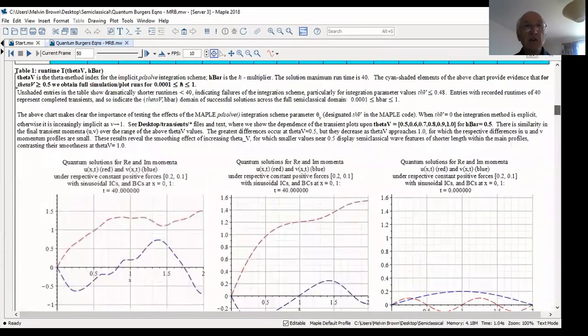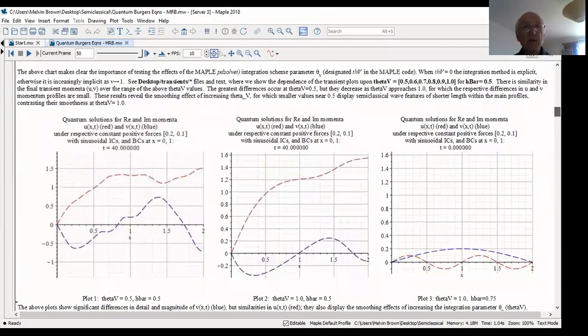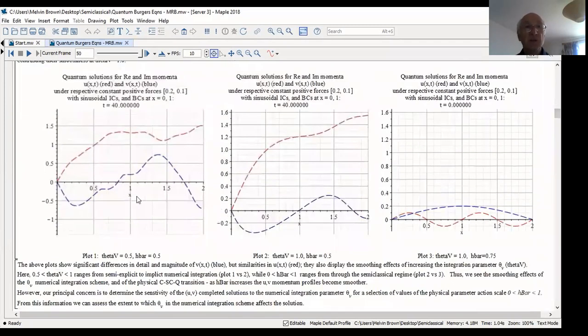So here we have an example of some transients. These files are created as demonstrated above, and you see they're running at the plot 1 as it's labeled. Theta v is 0.5 and h bar is 0.5. And we compare that with plot 2, where theta v, the integration parameter, is now set to 0.1. And you can see how much smoother plot 2 is compared to plot 1, where they're much more implicit integration algorithms. It smooths out the solutions.